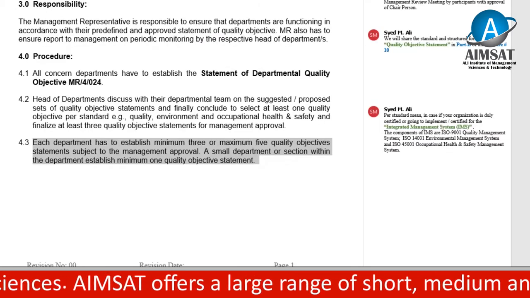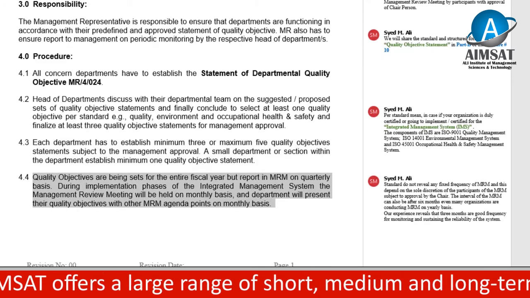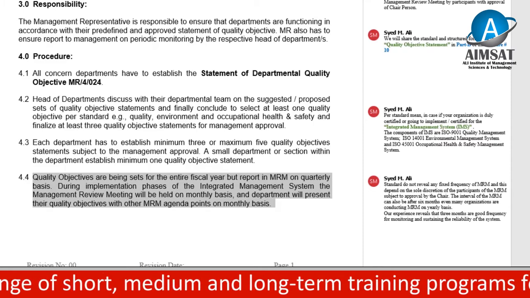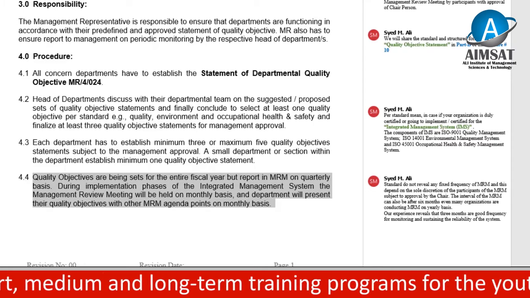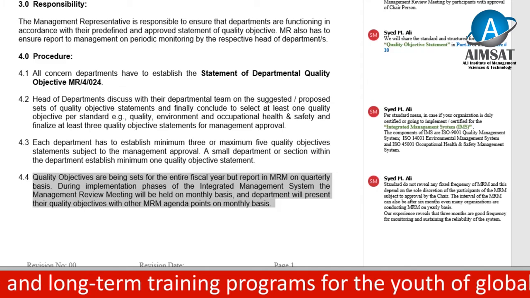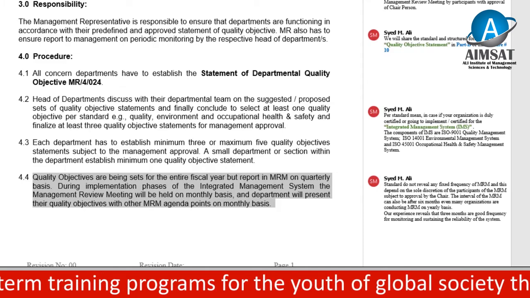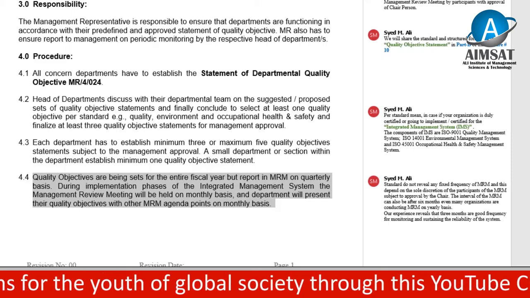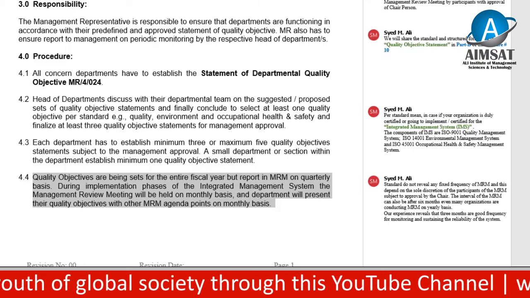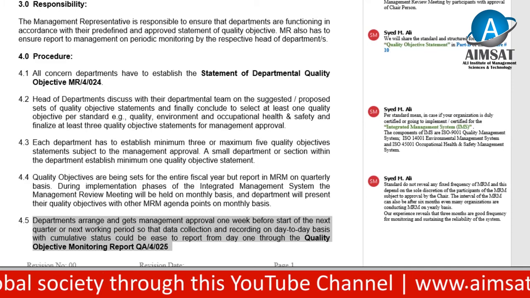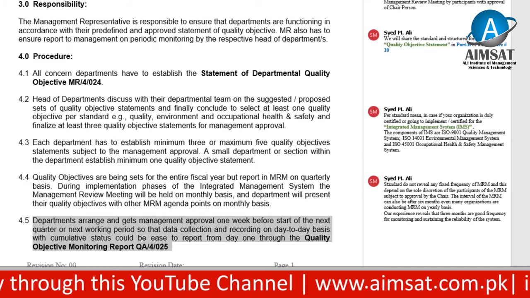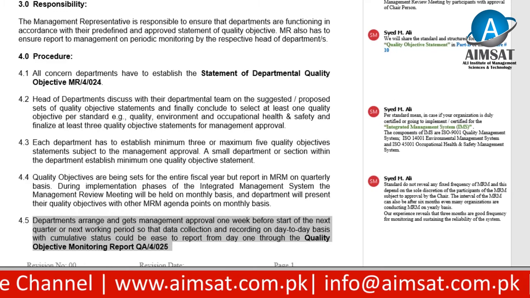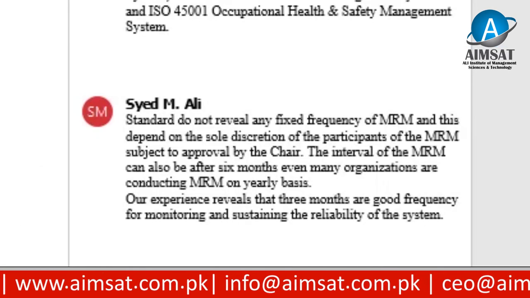Each department has to establish minimum 3 or maximum 5 quality objective statements subject to the management approval. A small department or section within the department establishes minimum 1 quality objective statement. Quality objectives are set for the entire year but reported in the MRM on a quarterly basis. During the implementation phase of the integrated management system, the management review meeting will be on a monthly basis. The department will present their quality objectives with other MRM agenda points on a monthly basis.